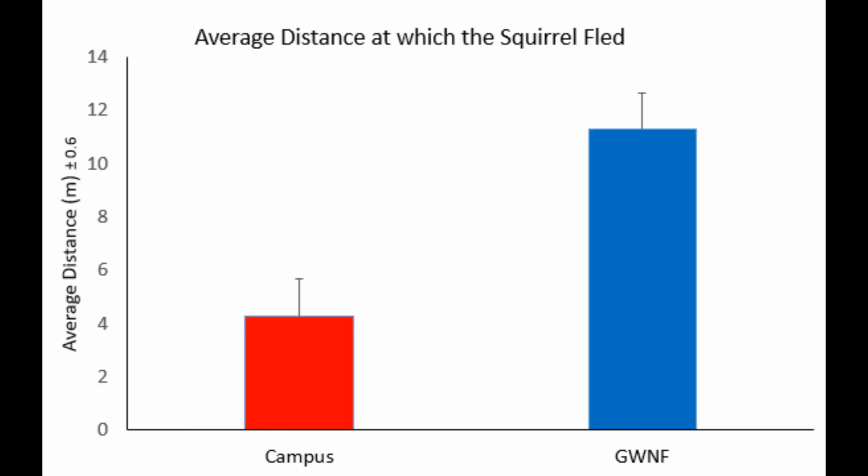outside influence. This first graph shows the average distance at which the squirrel fled from the observer. 16 squirrels were recorded on Bridgewater College's campus, and they fled at an average distance of approximately 4 meters. 15 squirrels were recorded in the George Washington National Forest. They fled at an average distance of approximately 11 meters. Our standard error was 0.6.